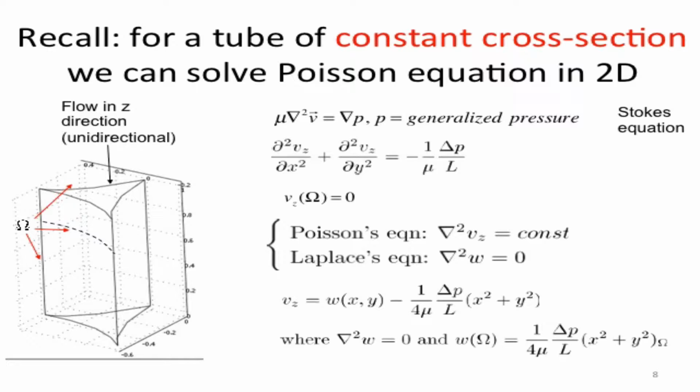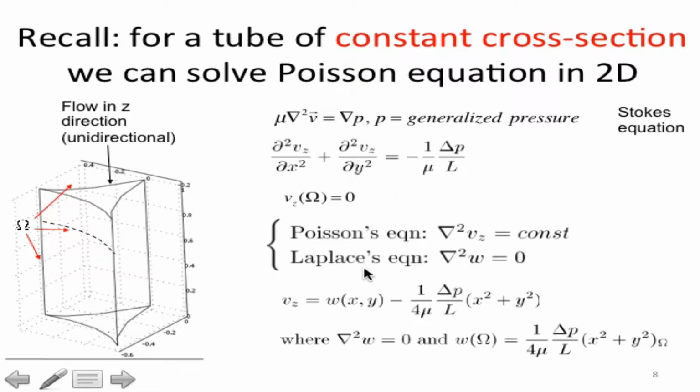The same holds with pressure: pressure really has only a z component here. So what I will have is that the Laplacian of Vz, which depends only on x and y and not on z, is equal to -1 over mu times delta p, where delta is now the difference between the end and the top, divided by L. And my boundary condition is that Vz on omega, omega being this entire boundary, is 0.